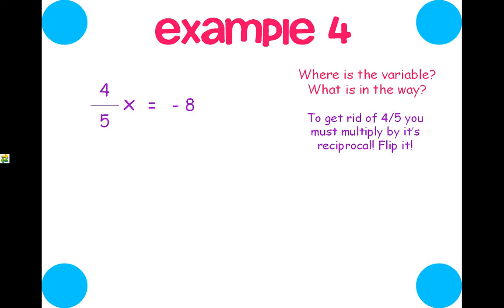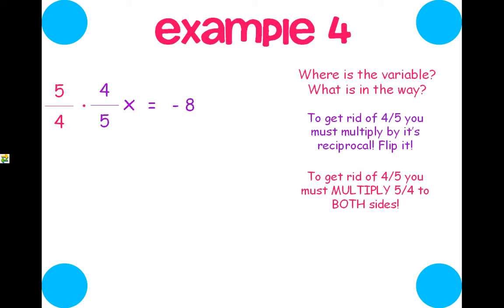To get rid of that fraction, we're going to bring our vocabulary words in. You must multiply by its reciprocal, or multiplicative inverse. Remember, those terms are interchangeable. So what we're going to do is flip 4/5 and multiply by 5/4. It's the reciprocal. So to get rid of 4/5, you must multiply by 5/4 on both sides. So we're going to multiply by 5/4, the reciprocal, on the left and also on the right.